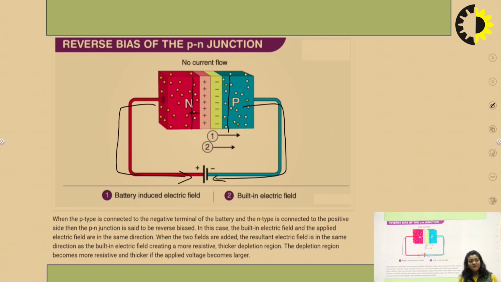And in reverse biasing, the negative side of a battery will be connected to the P region, and the positive side of the battery will be connected to the N region. Okay.